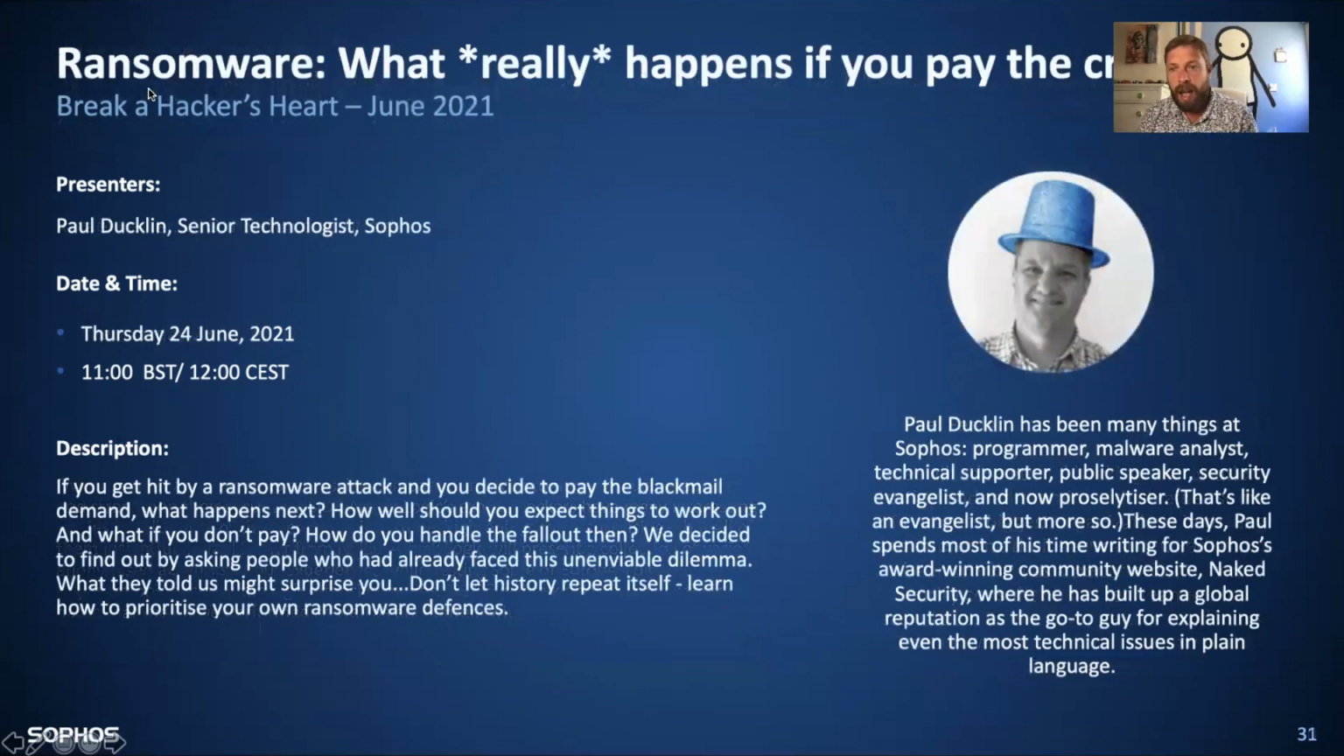And then finally, we'll finish up this session with our very own Paul Ducklin. Duck, I'm sure, is familiar to many of you, and Duck is going to take us through what happens if you pay the cyber criminals off. So he's been intentionally infecting some devices with ransomware and then paying the cyber criminals off and then finding out what happens next and how to deal with the fallout.